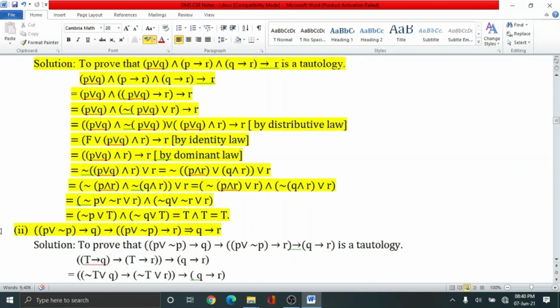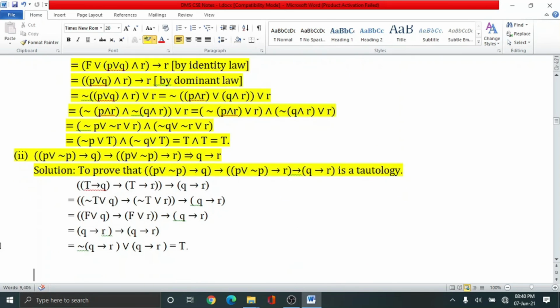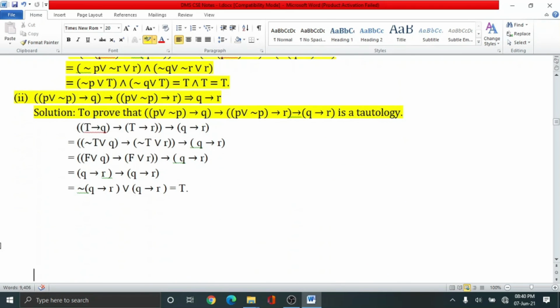And similarly, you consider the second problem, P disjunction negation P implies Q implies P disjunction negation P implies R is tautologically implied to Q implies R. So here we can prove this, a simple problem. We can prove this by applying the laws of algebra and equivalent forms. Similarly, upon simplification we get a tautology. That is, T is the answer of the given problem.